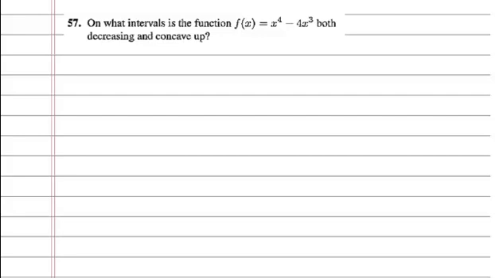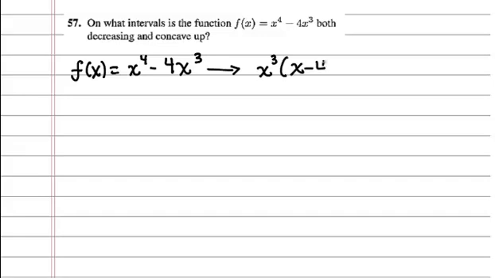So in this video, I'm going to show you the solution to one of the homework problems you guys asked questions about, which was from assignment number 18, problem number 57. The question says, on what intervals is the function f of x equals x to the fourth minus 4x cubed both decreasing and concave up? We're going to go beyond that question, and we're also going to sketch a graph for this.